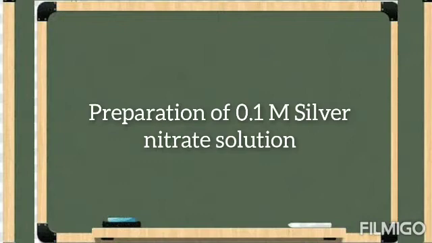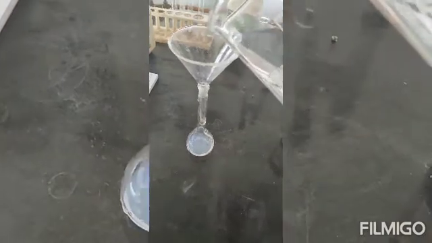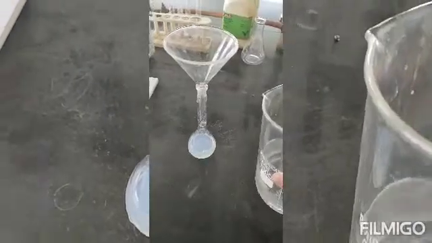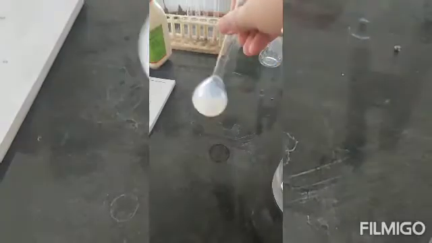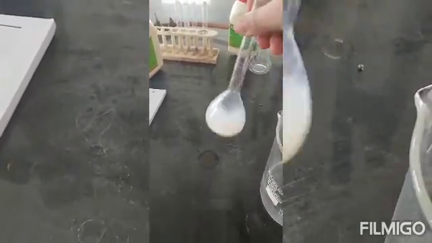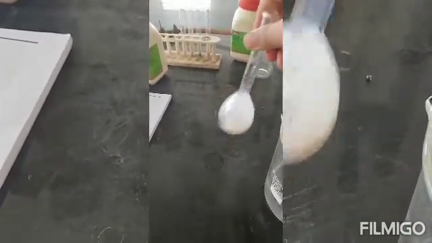Then preparation of 0.1 molar silver nitrate solution. Weigh accurately 0.85 gram of silver nitrate and transfer it into the 50 ml volumetric flask. Add distilled water to dissolve silver nitrate. Swirl the volumetric flask for the dissolution of silver nitrate into the distilled water.